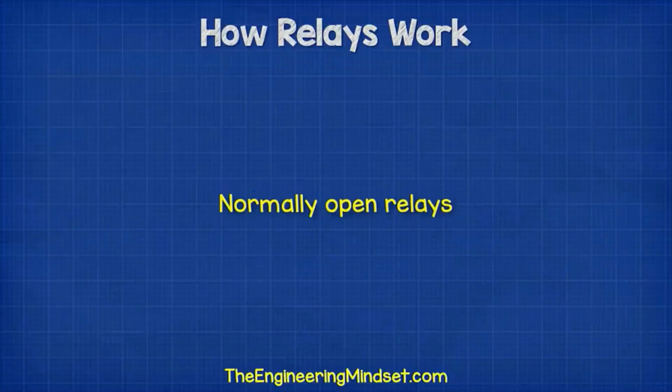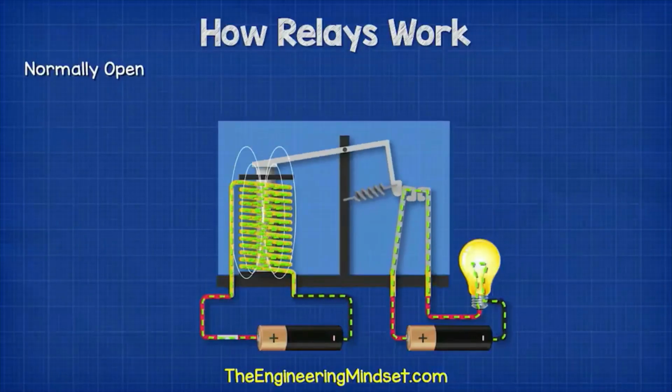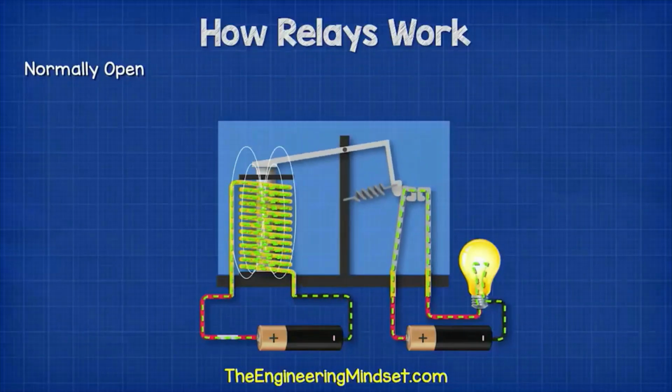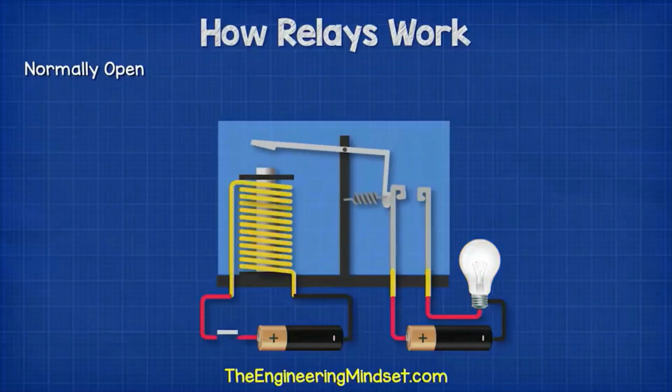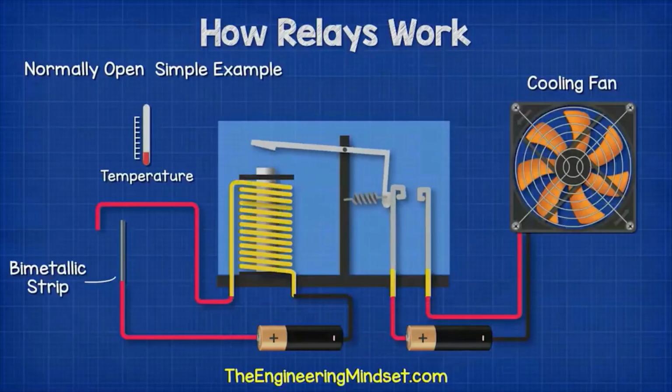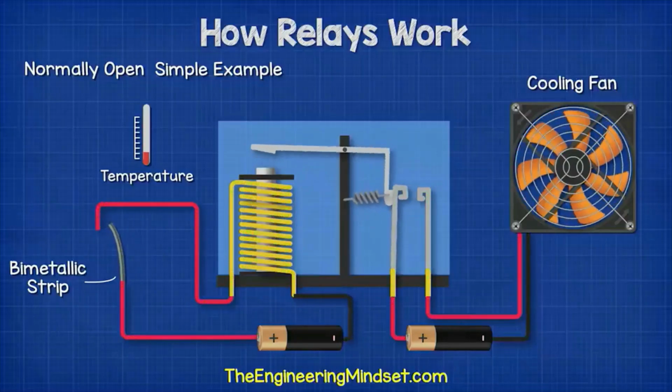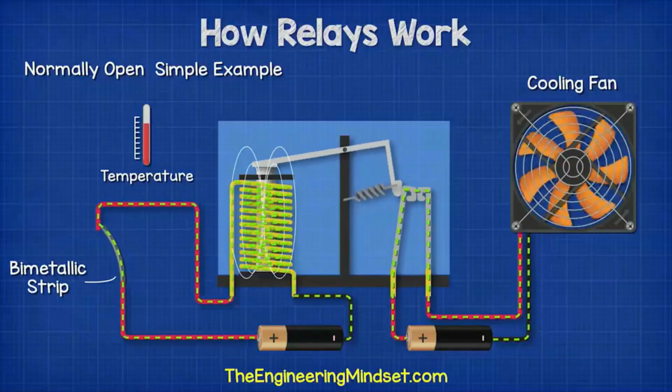As we have seen earlier in this video, we have the simple normally open relay. This means the load of the secondary side is off until the circuit is complete on the primary. We could use this, for example, to control a fan by using a bimetallic strip as a switch on the primary side. The bimetallic strip will bend as it increases in temperature. At a certain temperature, it will complete the circuit and turn the fan on to provide some cooling.